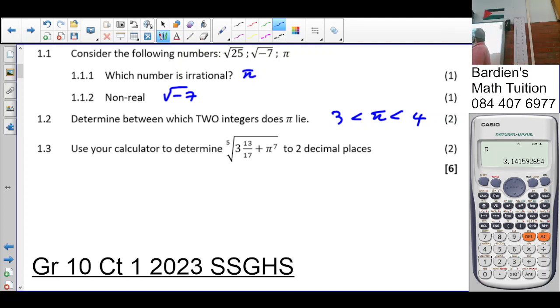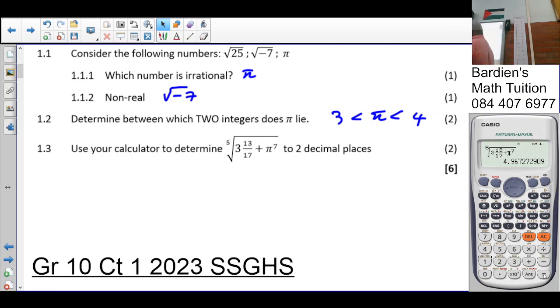Okay. The next question says, use a calculator to determine the fifth root of 3 and 13/17 plus pi to the exponent 7. So again we punch in our calculator. We say the fifth root, so you first press shift, that root button there. Now we put the 5 in. The fifth root of, it's a mixed fraction, so I press shift, the fraction button, to get it in that format. It's going to be 3, bring our cursor over, 13 over 17 plus pi, again shift that button to the exponent 7.